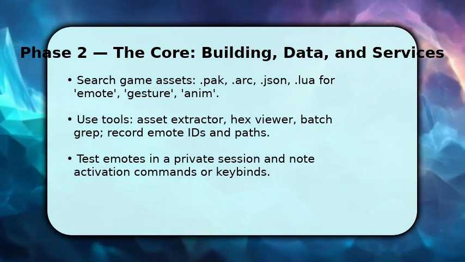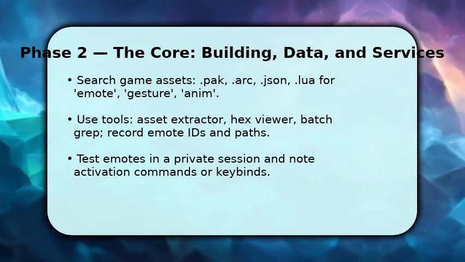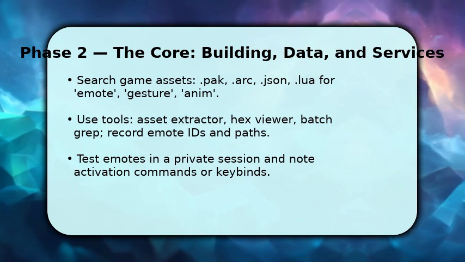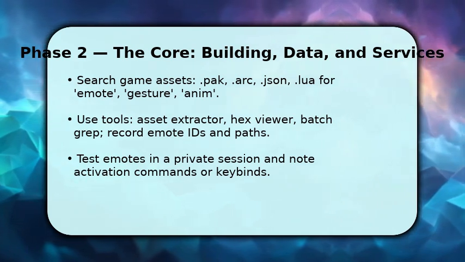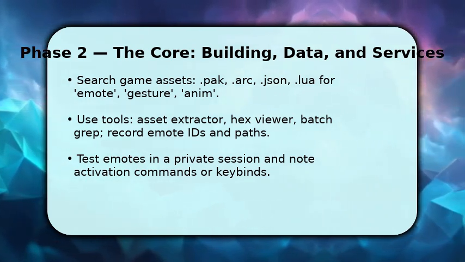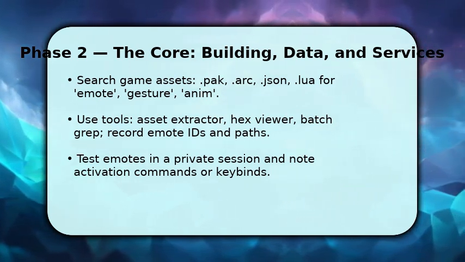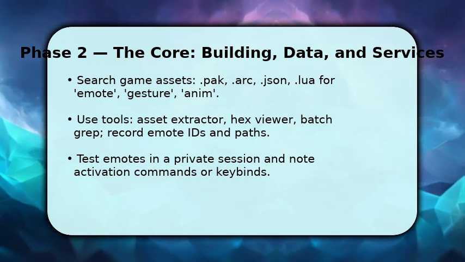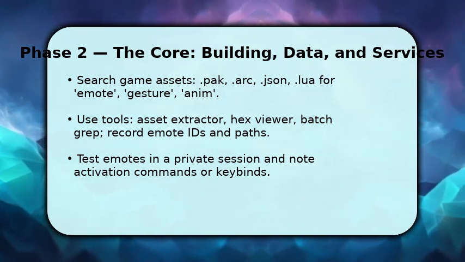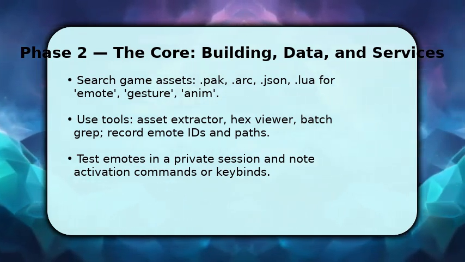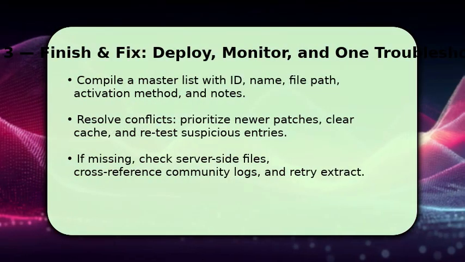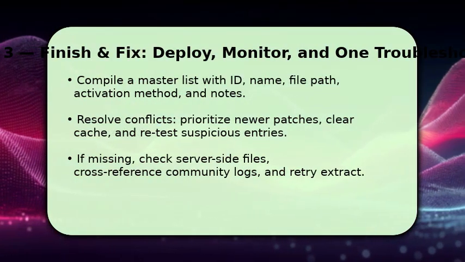Once you extract candidates, load them in a private session to test. While testing, record the exact activation command or keybind and any animation variations, because some emotes share an ID but differ by parameters or context. Finish by compiling a master spreadsheet containing ID, display name, source file, activation string, and any contextual notes. This makes retrieval repeatable.